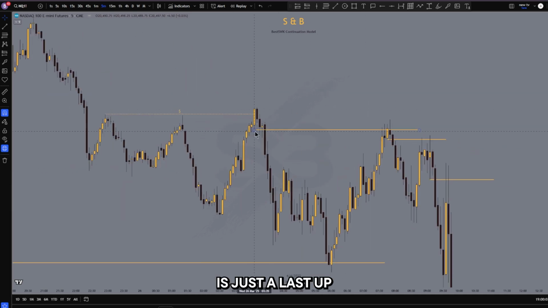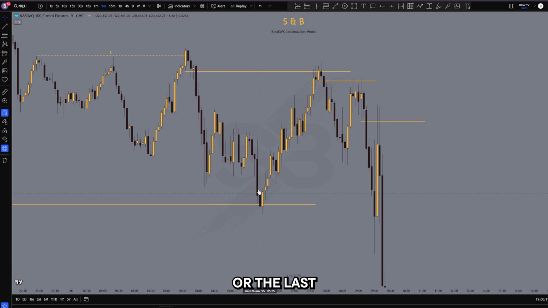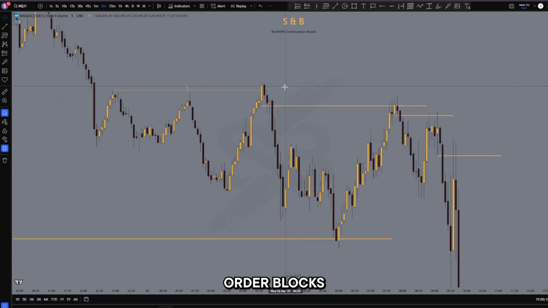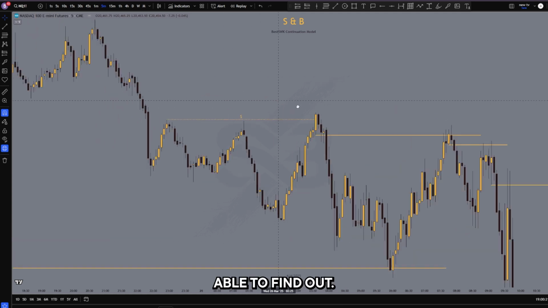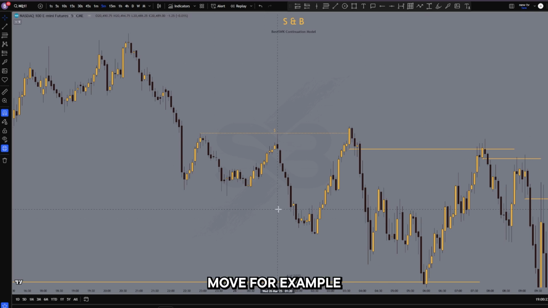An order block is just the last up close candle on a down move or the last down close candle on an up move. You want to be pairing order blocks with liquidity. So if you haven't seen what liquidity is, go back to my first video and you should be able to find out. So looking at this down move, for example, we have a pool of liquidity, so relatively equal highs.